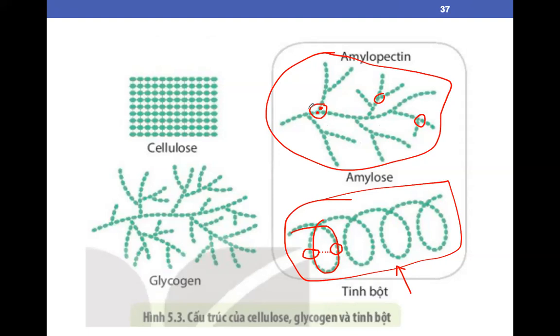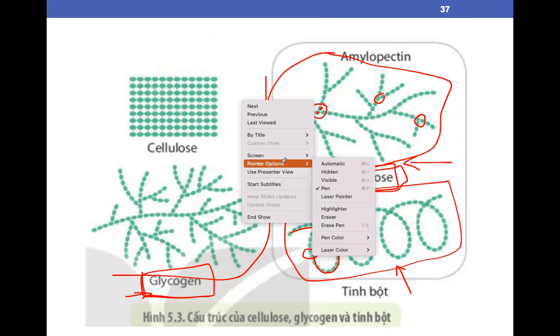The rest of this, for example this segment, is still going to be alpha 1 to 4 because this segment right over here is still linear. But the specific points of branching, those are alpha 1 to 6 bonds, okay? And I only see alpha 1 to 6 bonds in branched structures such as amylopectin and also in other branched structures such as glycogen. But glycogen is found in humans and amylopectin is found in plants. The other thing I want you to notice is I want you to compare glycogen to amylopectin. Okay, let me just erase everything.